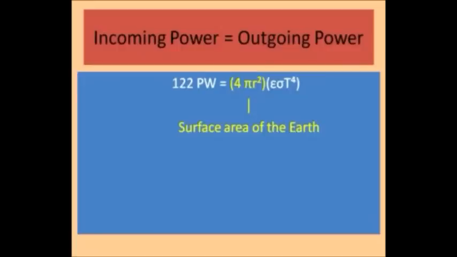Now, returning to our incoming power equals outgoing power equation and looking at the right-hand side, 4 pi r squared is the surface area of the Earth, a sphere of radius r. Epsilon sigma T to the power of 4 is the formula for grey body radiation of the Earth. In this model, we are making the simplification that the surface of the Earth has a constant temperature over its whole surface. However, what we're looking for from this model is the average equivalent temperature of the Earth.